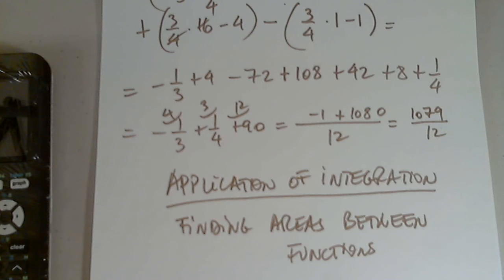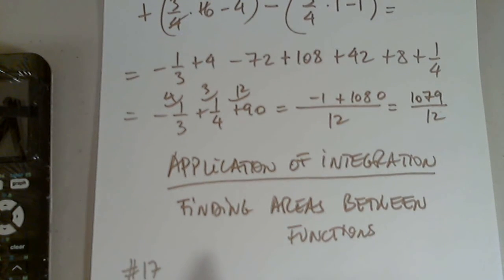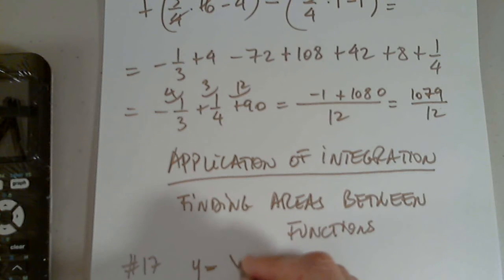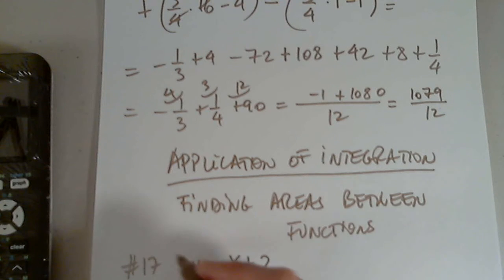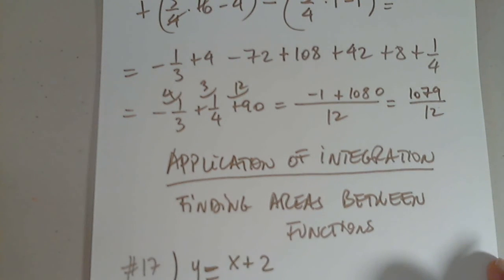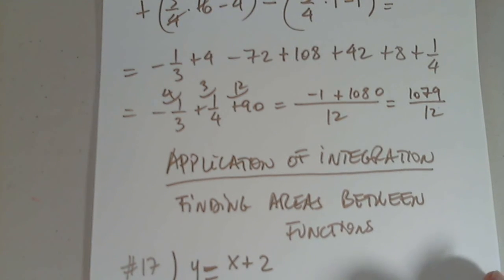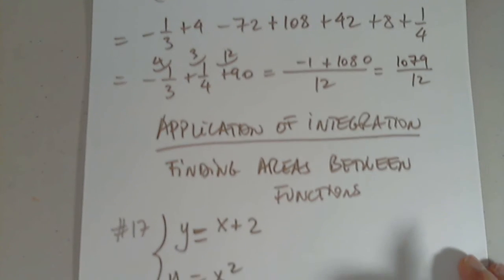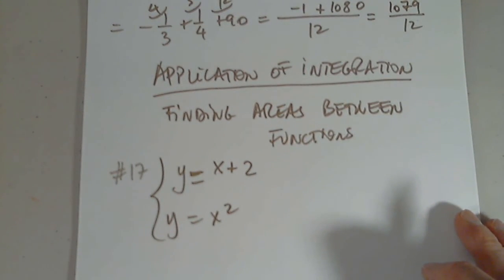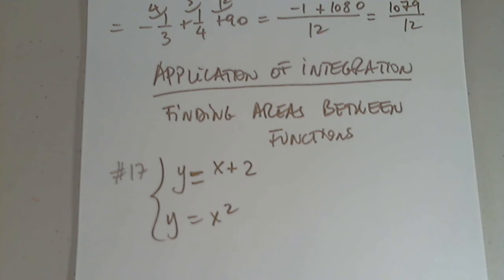Okay, so let's start with a simple example like 17. Why simple? Because I see a linear function and I see a quadratic function. And this cannot be difficult. So we are asked to find the area of the region bounded by the graphs. So please remember that credit will not be given if you do not graph and if you do not show the area. So please make a note of that.